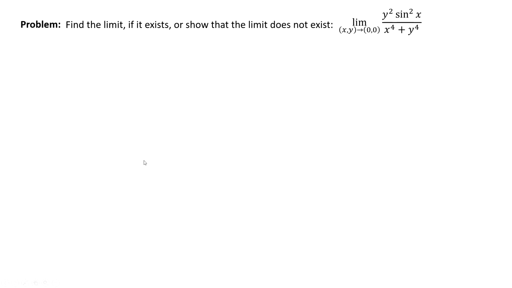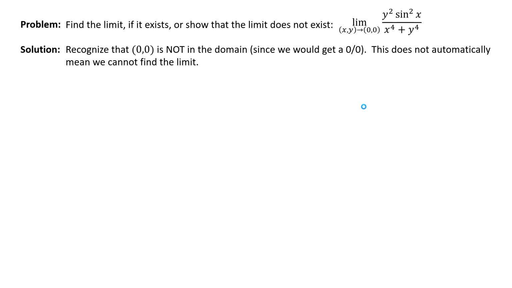Find the limit of y squared sine squared x over x to the 4 plus y to the 4. Okay. What's the standard thing? Plug x equals 0, y equals 0. 0 times 0 on the top, which is 0. 0 plus 0, that's 0. 0 over 0. So let's try different paths.